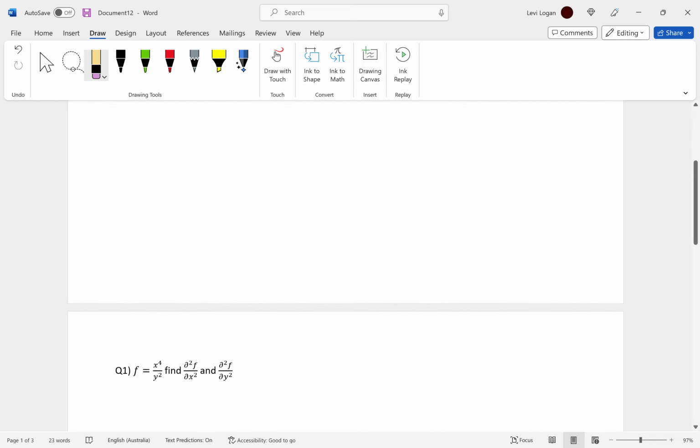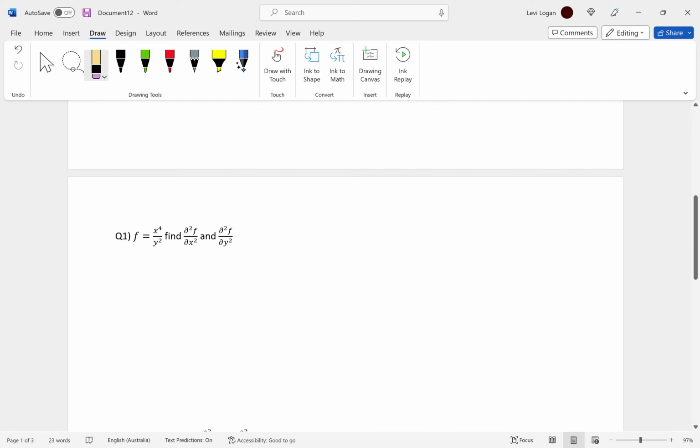Let's just start with question 1. Question 1: f is equal to x to the power of 4 divided by y squared. You're going to find the second partial derivative with respect to x and the second partial derivative with respect to y. That's a mouthful.